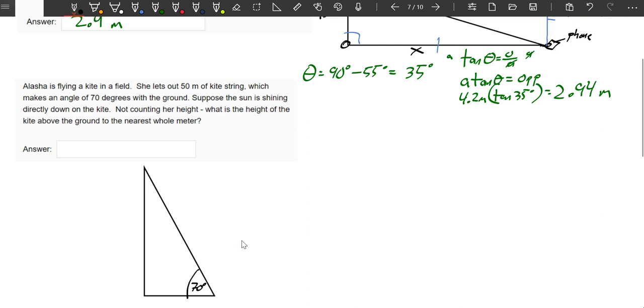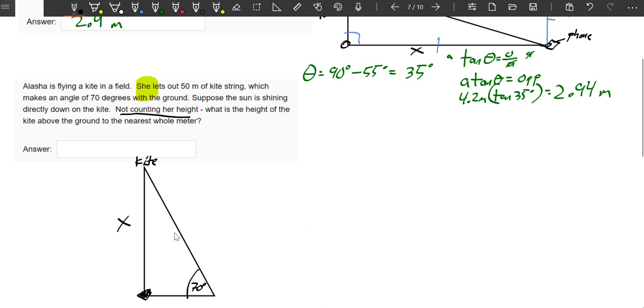Suppose the sun is shining directly down on the kite. So we've got the sun up here somewhere shining down. And that makes the shadow of this, so here's the kite, and the shadow of this kite is going to be right down here on the ground. Try to draw a little kitey kind of shadow. There, it's beautiful. Not counting her height. Okay. What is the height of the kite above the ground to the nearest whole meter?